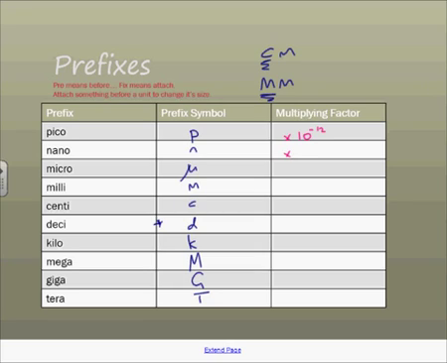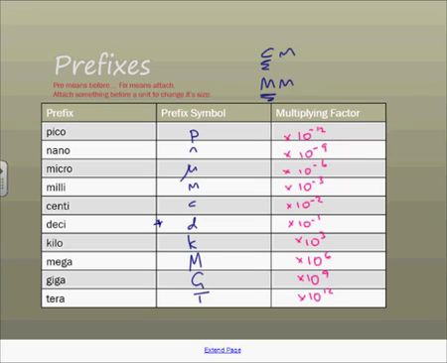Now if we go up 3, we get to -9, which is nano. If we go up 3, we get to 10 to the -6, which is micro. Go up 3, you get 10 to the -3, which is milli. And going down the other way, times 10 to the 3 here for kilo, times 10 to the 6 there for mega, times 10 to the 9 there for giga, and times 10 to the 12 there for tera. And a couple missing here. Okay, centi is 10 to the -2, and deci is 10 to the -1.